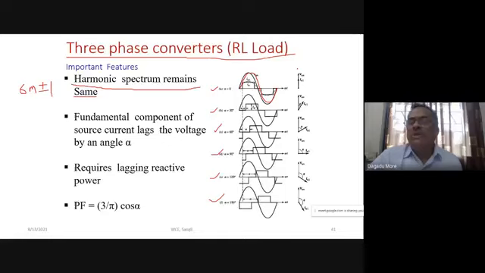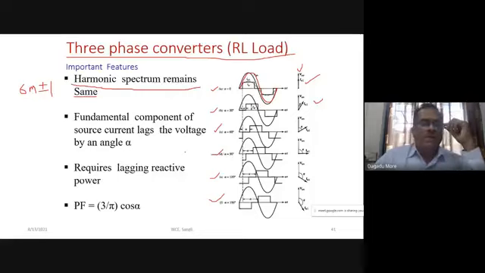We have shown VAN as the sinusoidal voltage, and IA1, the fundamental component of current, will be in phase with this when alpha is 0. As alpha is 30 degrees, the fundamental component will shift by an angle of 30 degrees. When alpha is 60 degrees, the fundamental component will shift by 60 degrees. Similarly for 90, 120 and 150, and at 180 degrees it will be out of phase. So the fundamental component of source current, the dotted one we have shown here, lags the voltage by an angle alpha.